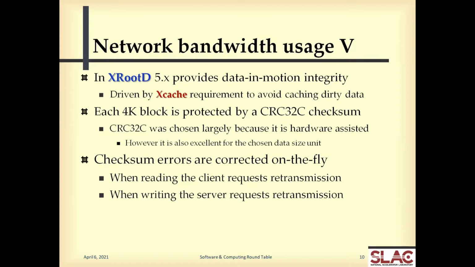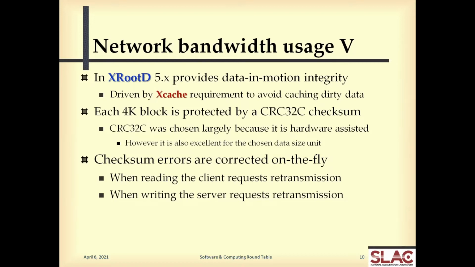Now, an additional one in XRootD 5, which is a new feature that got put in, is we added data in motion integrity. That was largely driven by the Xcache requirement to avoid caching dirty data, which is sort of sticky. Once you have a dirty block in the cache, it's a little difficult to get rid of. So when we transfer the data, each 4K block is protected by a CRC32C checksum. Now, we chose CRC32C because it's hardware assisted and actually runs pretty fast. I mean, really fast. And it works out that actually CRC32C is pretty good in catching errors in 4K units or smaller.